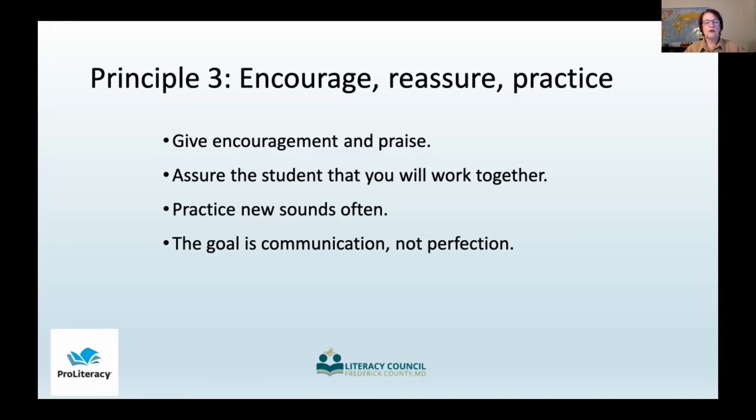Remember also, the goal of speaking is communication. If the student can be understood, this can be considered successful. Perfection isn't necessary. Make sure your student realizes this.